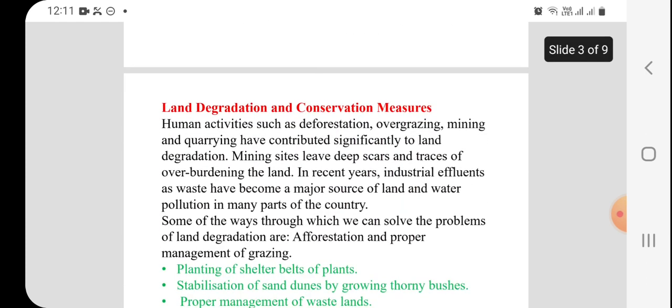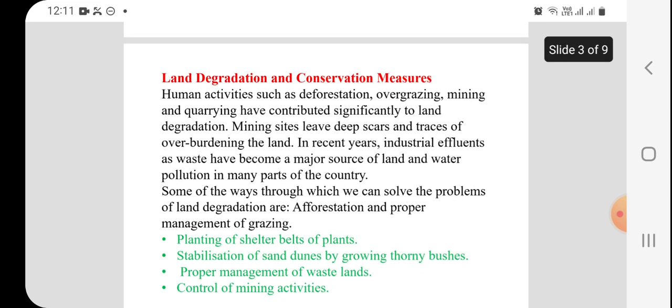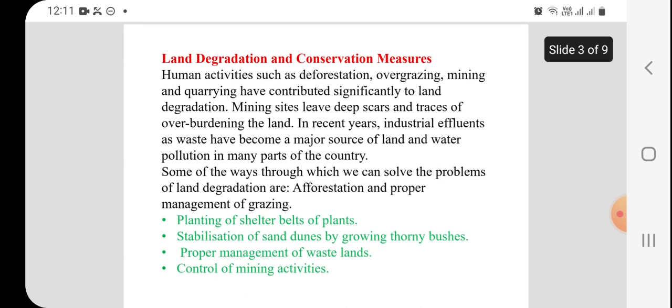Land degradation and conservation measures. Human activities such as deforestation, overgrazing, mining and quarrying have contributed significantly to land degradation. Mining sites leave deep scars and traces of overburdening on the land. In recent years, industrial effluents and waste have become a major source of land and water pollution in many parts of the country. You know very well about the Ganga and Yamuna rivers, highly polluted in India because many industries dispose their waste. They are not checking properly, so it affects aquatic life.